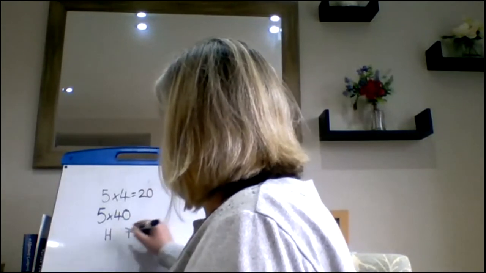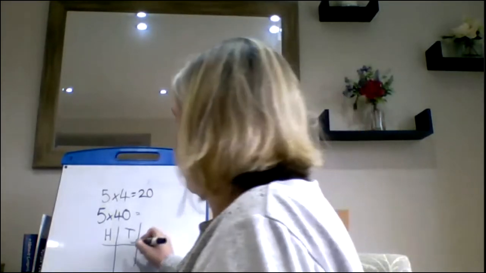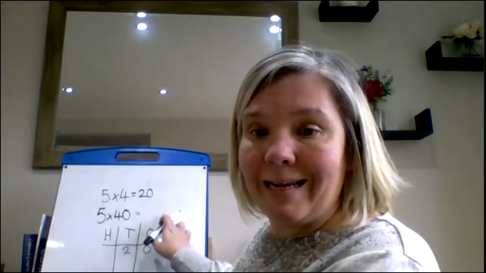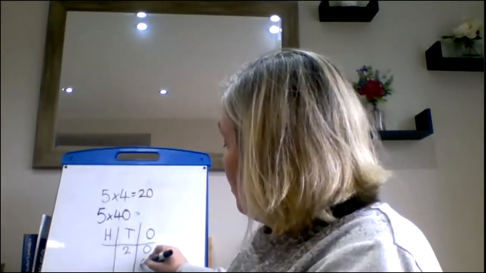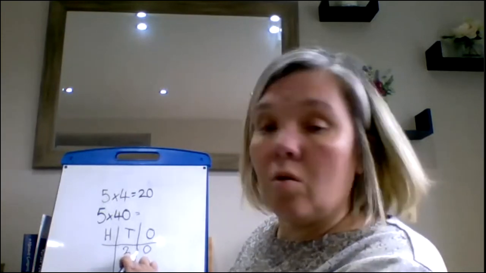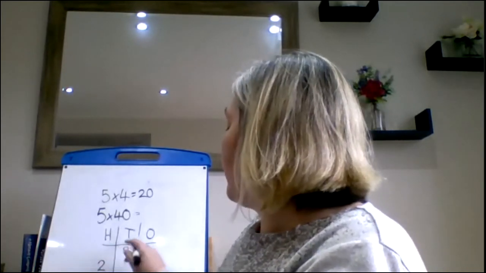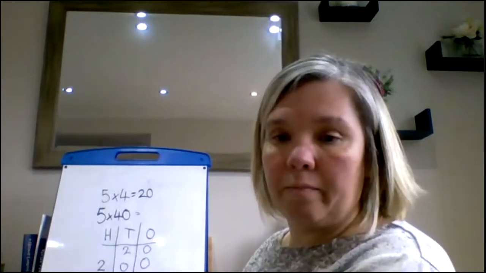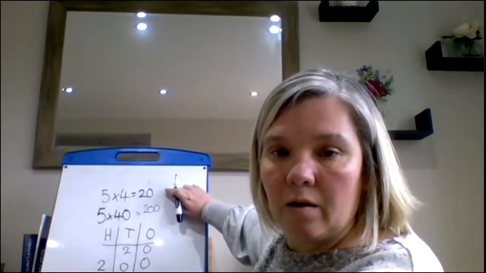100, 10, and 1s. Okay. Originally, we had 5 times 4 is 20. By proving that, times 10, okay, because we're making it 10 times bigger. 40 is 10 times bigger than 4. 2 lots of 10. Okay, so 20 times 10 is 200. Okay, it is 10 times larger. 10 times larger than 10 is 100. I put in my placeholder. Okay, we have proved that 200 is 10 times larger than 20.